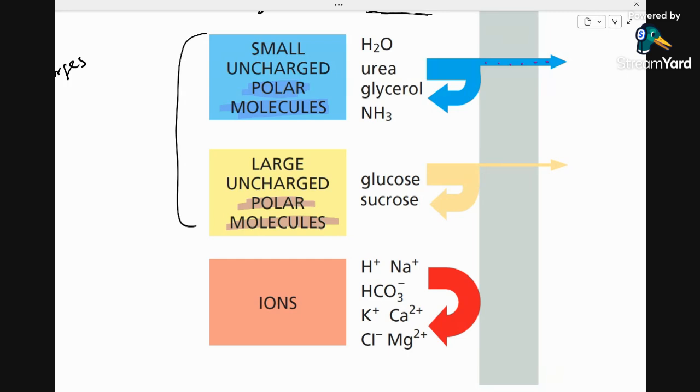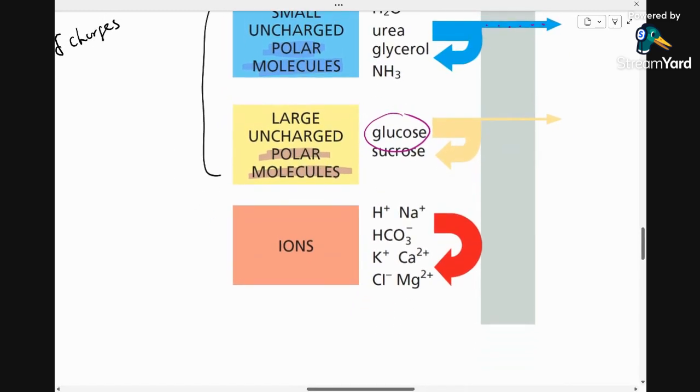So examples are sugars. Glucose, for example, cannot pass through the membrane to get into or out of cells. The absolute rule on this is that if you're an ion, you are not just polar, you are charged.